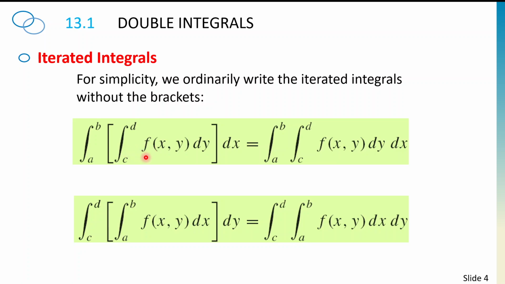So usually we start with the inner one. We do the inside here with respect to y, and then after we're done, we do the integration with respect to x. They don't use these arrows. We write them without the arrow, but you need to understand that you have to do the inner one first. The inner integration should be done before the outer one.